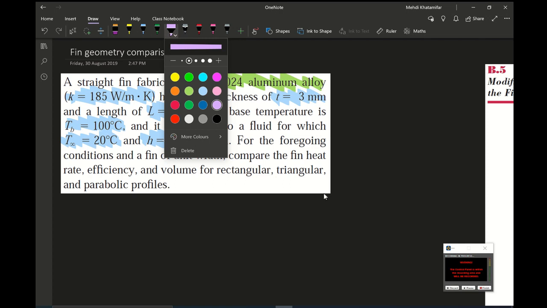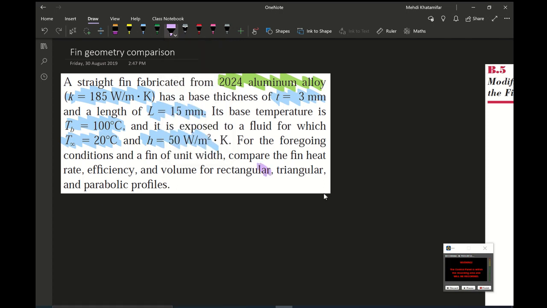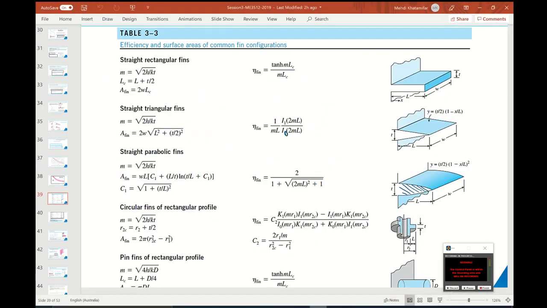And I'm supposed to compare fin efficiency and heat transfer rate for these straight fins: rectangular, triangular, and parabolic profile straight fins. When I say straight fins, I mean this one, and this one. So I'm going to compare these three.